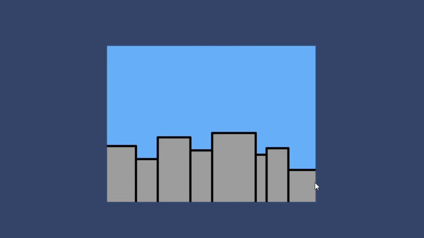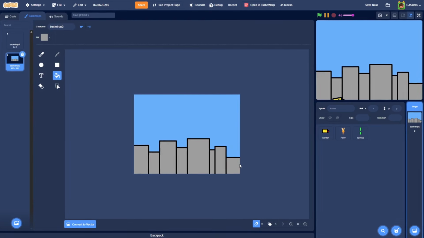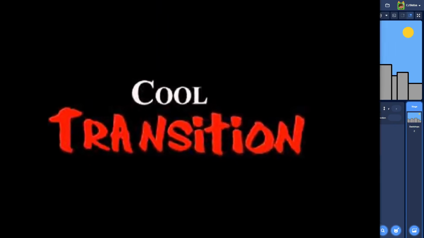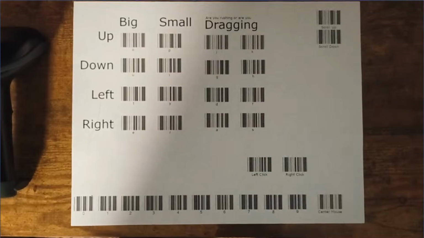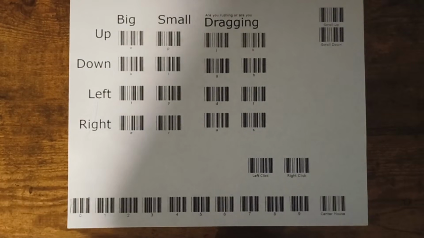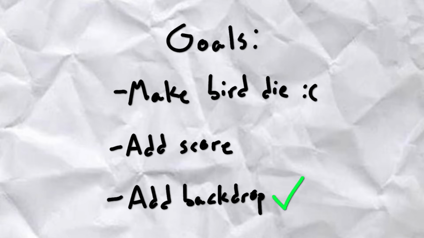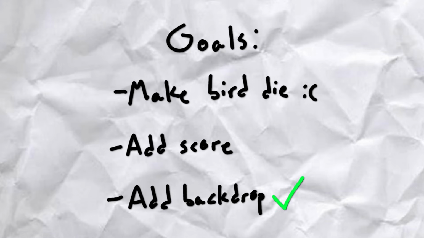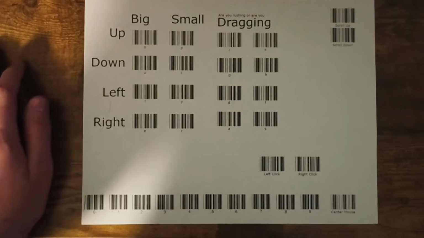Okay, you know what? It's not that bad. It's super simplistic, but the lines are clean. All right, there's the background. That was challenging, I'm telling you. This game is almost done. I'm pretty sure there are only 2 more things that I need to do. I need to add a score, and then I need to make it so the bird can die. Yeah, and then we'll be set.